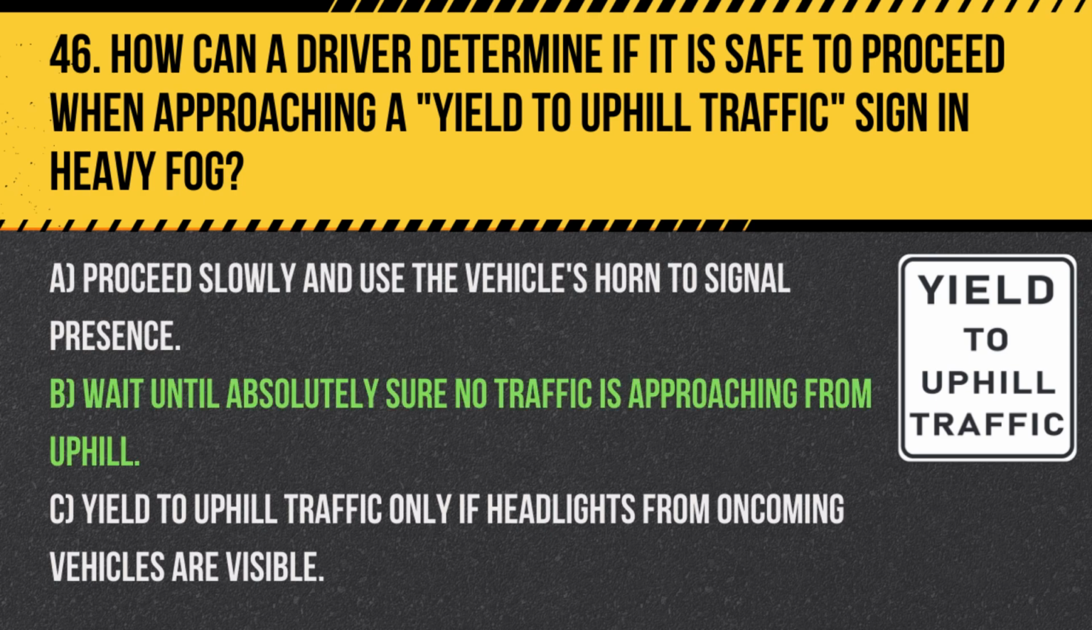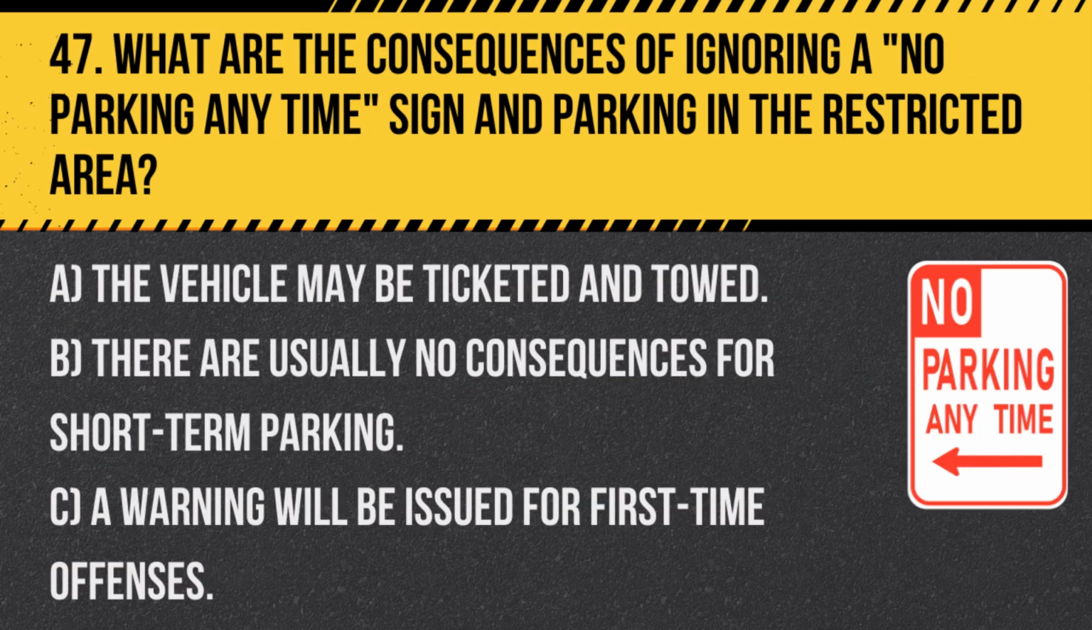Answer: B. Wait until absolutely sure no traffic is approaching from uphill. In conditions of poor visibility, it's crucial to be cautious and ensure the road is clear. Question 47. What are the consequences of ignoring a no parking anytime sign and parking in the restricted area? A. The vehicle may be ticketed and towed.